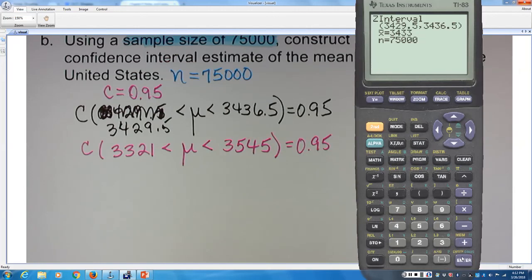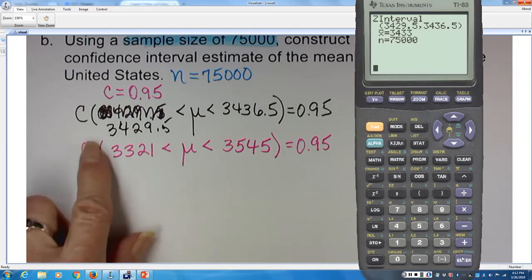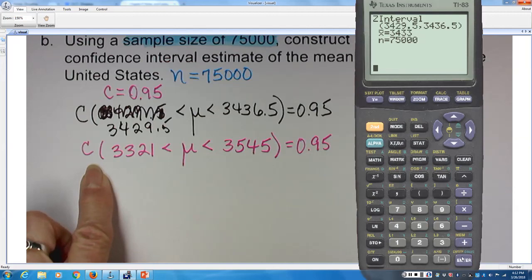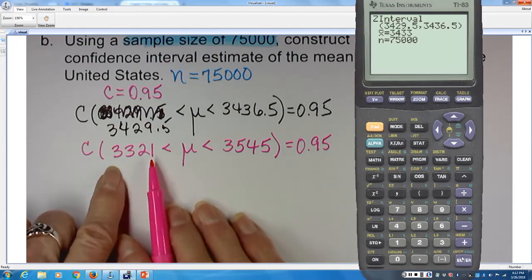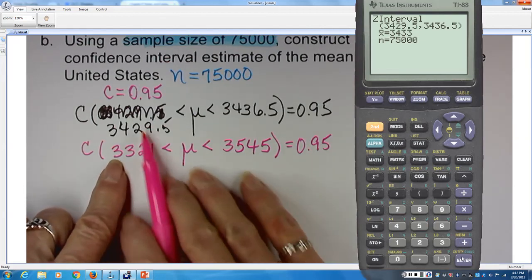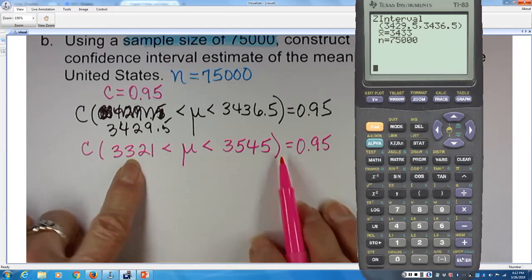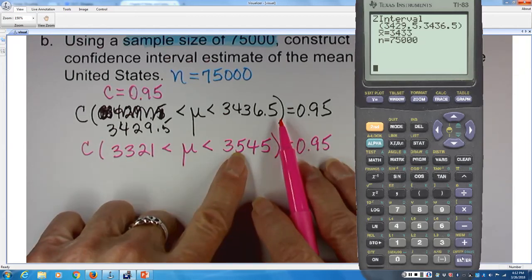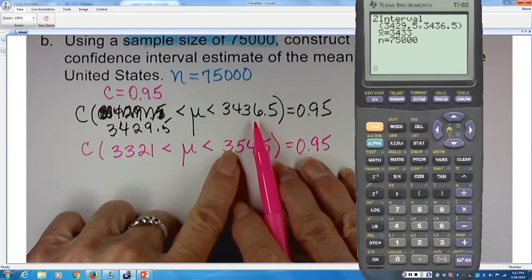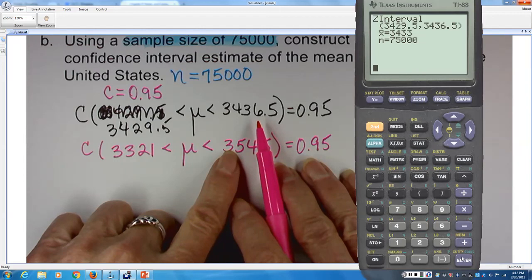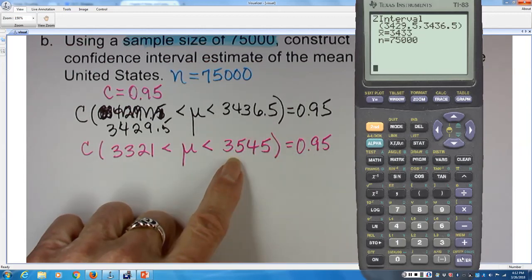Which interval is wider? The Part A answer, right? Because 34 is above 33. And 35 is higher than 34, 36. Okay? No, it doesn't make any sense.